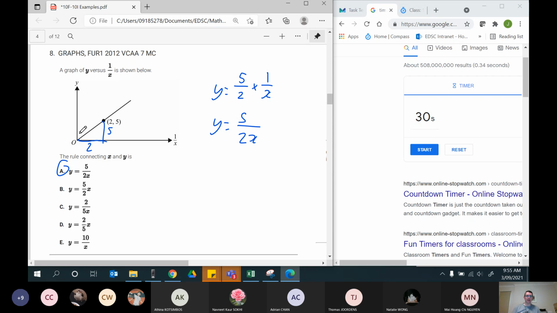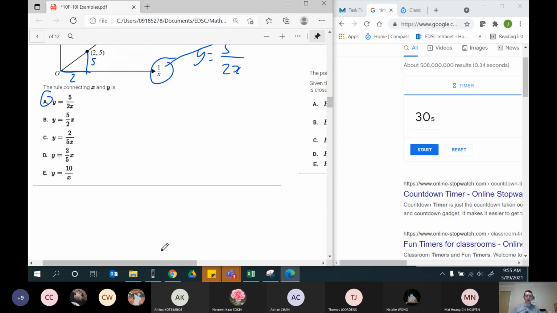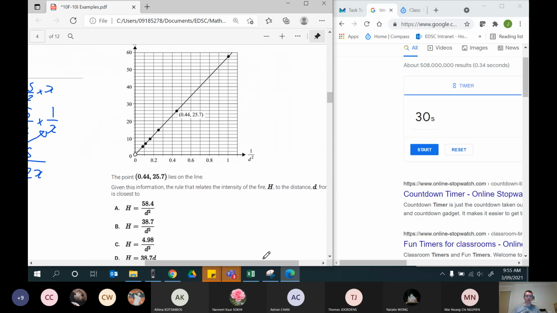So hopefully it's as fast as that. Literally rise on run, 5 on 2 times by this. Oh, wait, that's not x because it's actually times by that. Originally it would be y equals 5 on 2 multiplied by x, but it's not x. It's actually 1 on x. So that's why it's that. So it's not that one, and we change it to that. And y is still y, so that's fine. Moving on to the next question.